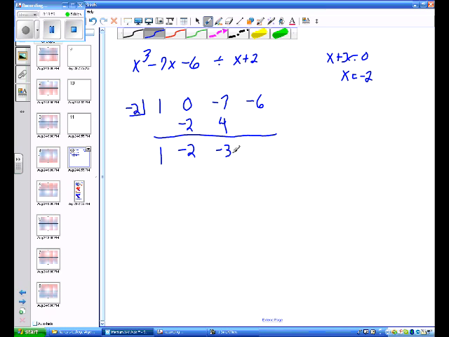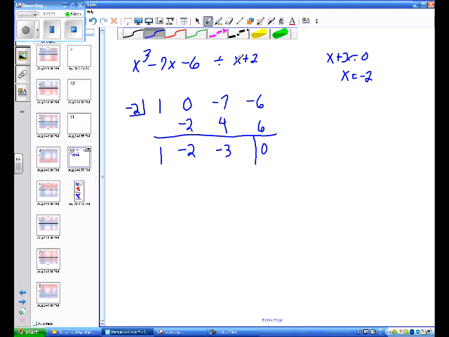Negative 2 times negative 3 is a positive 6. We'll add these together and we get 0. Now I like to draw a line here because this last number is my remainder, and that way I can distinguish things as I go through. Here I had a remainder of 0. So again, that means my divisor was a factor. Now we need to write this back as a polynomial. Well, think of your powers. You had an x cubed divided by an x.